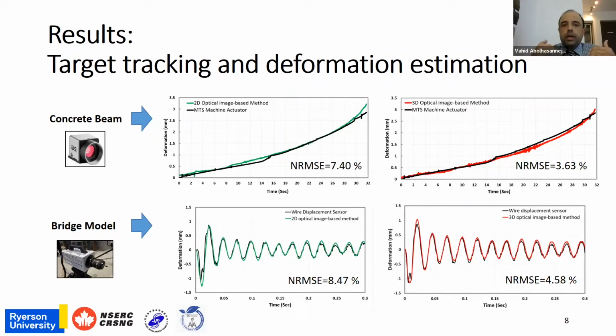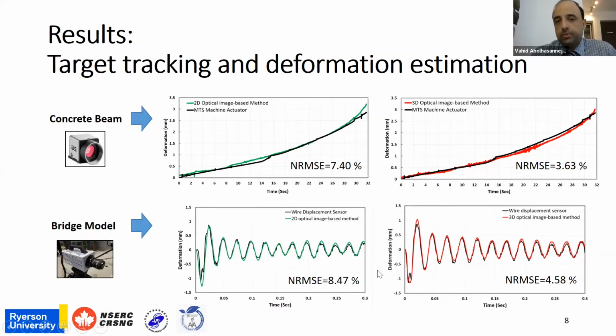By estimating the 2D pixel position of the targets, we are able to track every target in the image using the target tracking algorithm, as I mentioned in the methodology in the third section. Again, in each experiment, we apply both 2D and 3D optical image-based methods to measure the static and dynamic deformation in both the concrete beam and bridge model experiments.